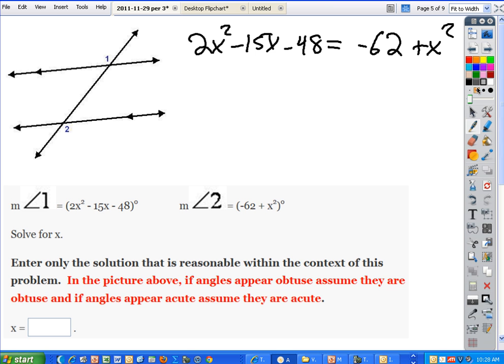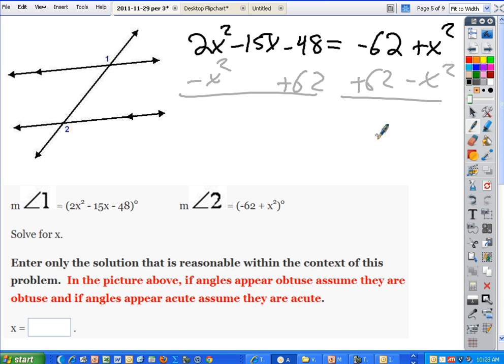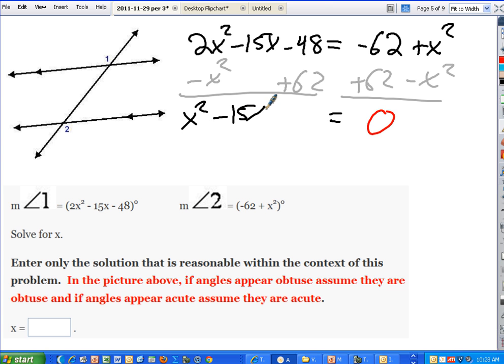So we're going to add 62 and we're going to subtract x squared from both sides, giving us 0 on the right. On the left side, we'll get 2x squared minus x squared is x squared minus 15x plus 14. Okay? And here's probably the hard part. What do we do now? This is the one that's a little strange.